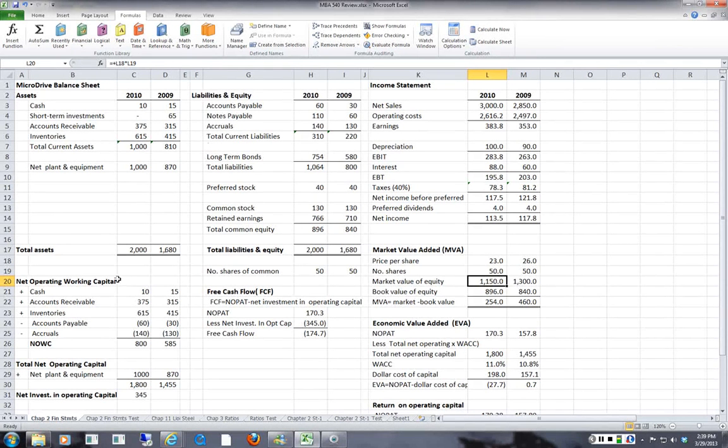In order to do that, we want to take net operating working capital, and we're going to pull down the $10 in cash, $375 in accounts receivable, and $615 in inventories. And then we did the same for the $15, $315, and then $415. You can see we left off the short-term investment because that really is not an operating part of the business. And from those current assets, we deducted 60 accounts payable in 2010 and 30 in 2009.